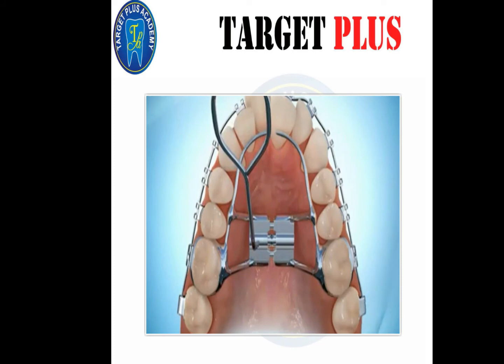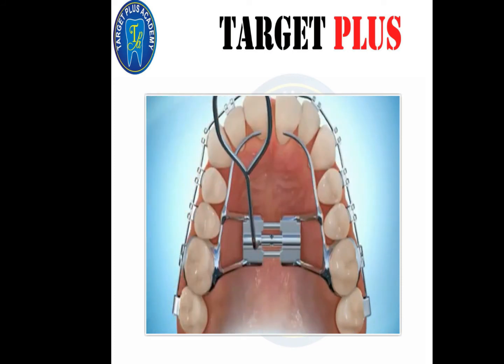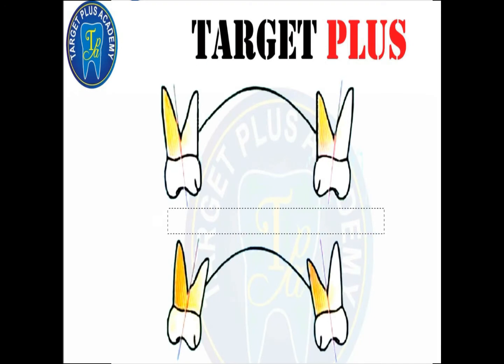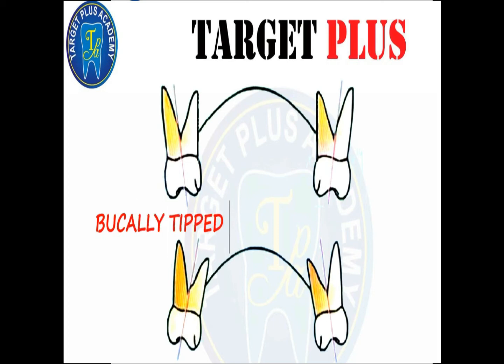And what will be the effect on the mandible? There will be downward and backward rotation of the mandible following rapid expansion. So there will be an increase in the mandibular plane angle. The reason for the mandible rotation is the extrusion and the buccal tipping of the maxillary molars.